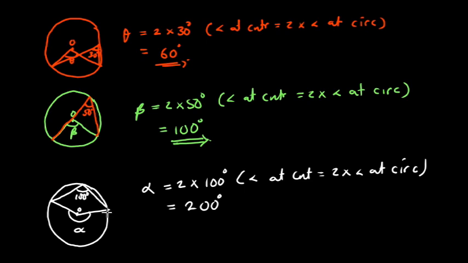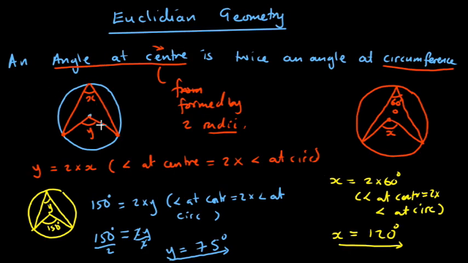So ladies and gentlemen, it doesn't matter for this theorem whether you are given this way, this way, this way, or this way. It doesn't really matter. What matters is, do we have two radii to form the angle at center? The angle at circumference, is it formed from the ends of those two radii that you have just drawn? If you can see that those conditions are being satisfied, then this theorem can work. An angle at center is twice the angle at circumference.